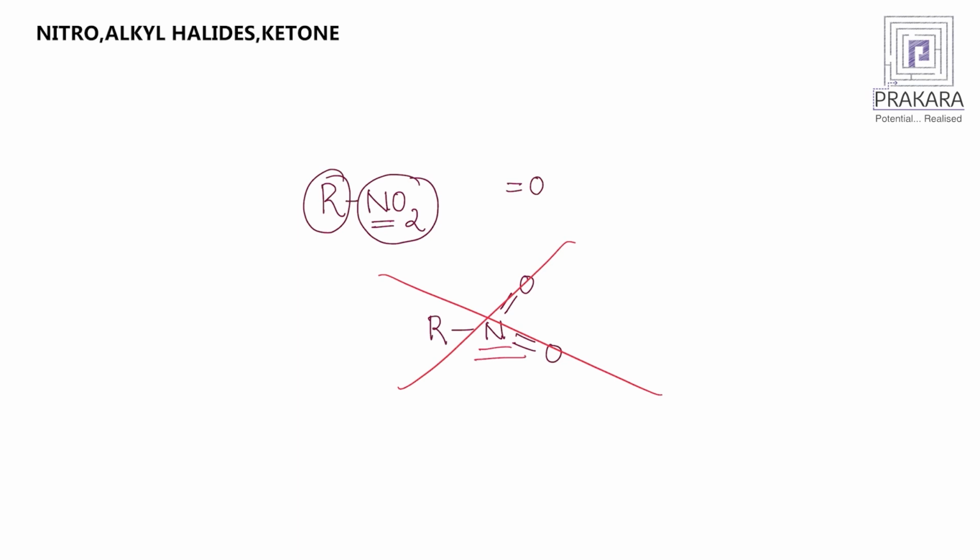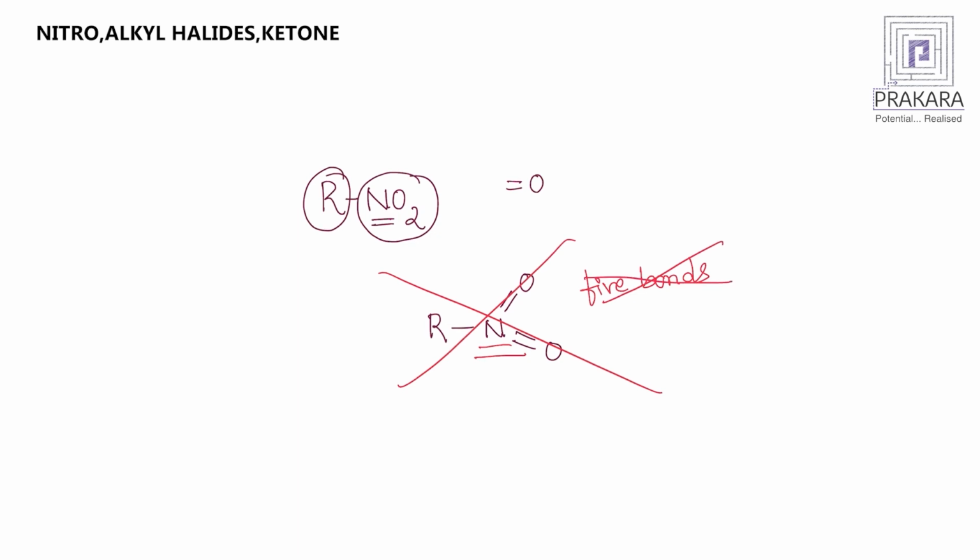Your nitrogen can never have pentavalency. It can never form 5 bonds. It's impossible for nitrogen to form 5 bonds. So this is an incorrect structure, and it is impossible for nitrogen to form 5 bonds.